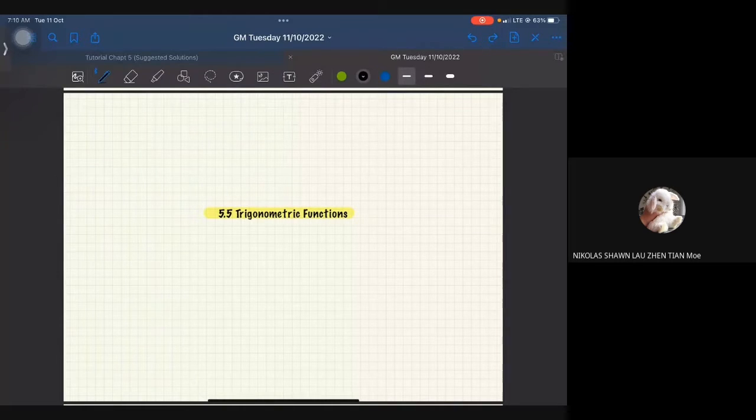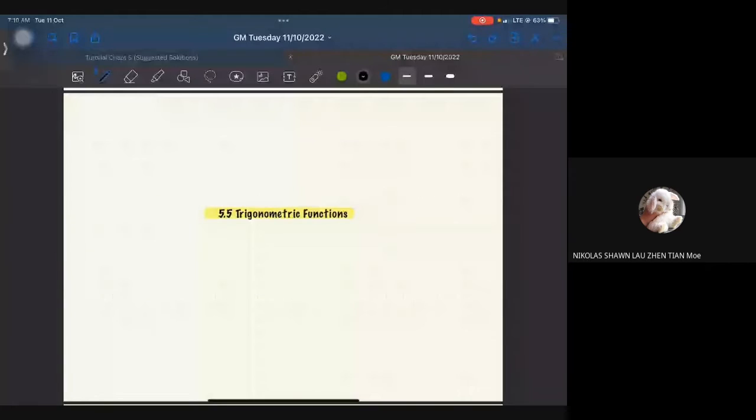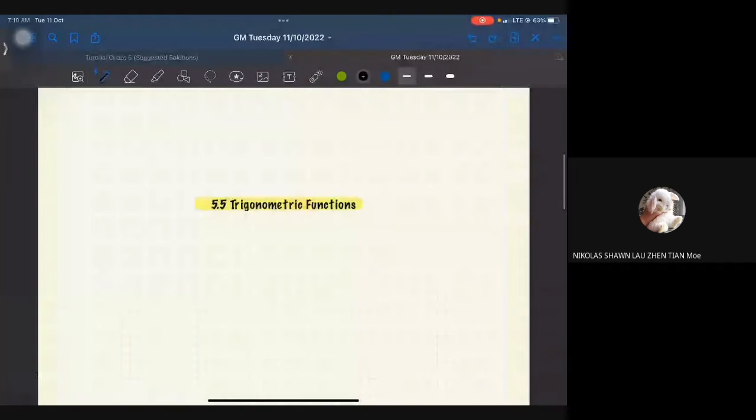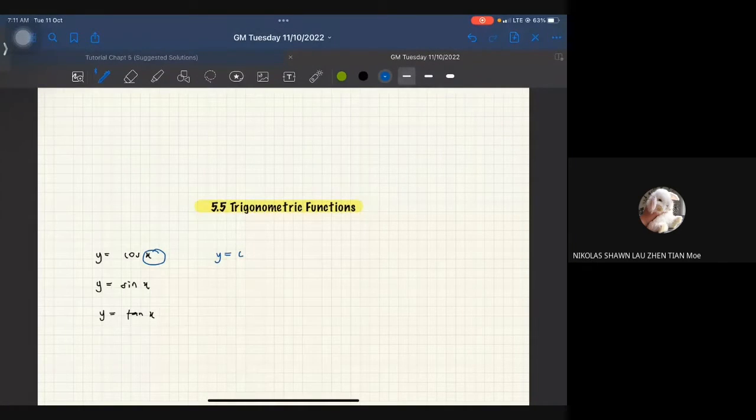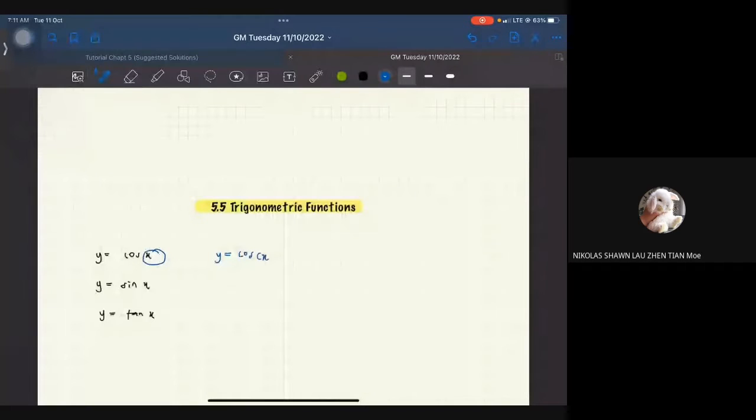Okay, so dalam syllabus awak kita limit to, saya bagi contoh. Okay, so dalam awak punya syllabus, let's say kita ada y equals to cos x, y equals to sin x dengan y equals to tan x. Okay, so kita ada 1, 2, 3 ni cos, sin dengan tan punya function.